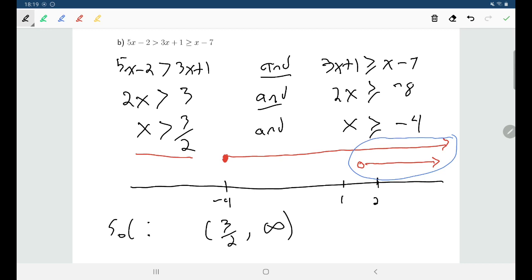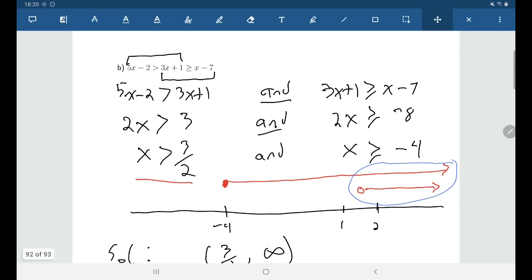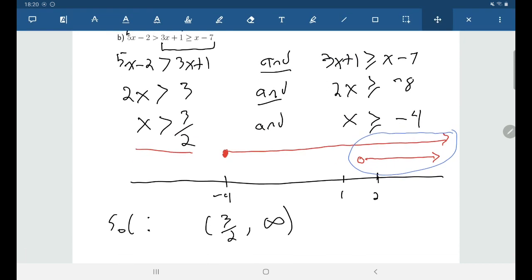Because for this compound inequality, we need the left side to be true, and we also need the right side of it to be true as well. We need 5x minus 2 to be greater than 3x plus 1, and that happens when x is greater than 3/2. But we also need 3x plus 1 to be greater than or equal to x minus 7, and that happens when x is greater than or equal to negative 4. And so the solutions are when both of the inequalities are satisfied, or what they both have in common, and what they have in common are the values which are greater than 3/2.